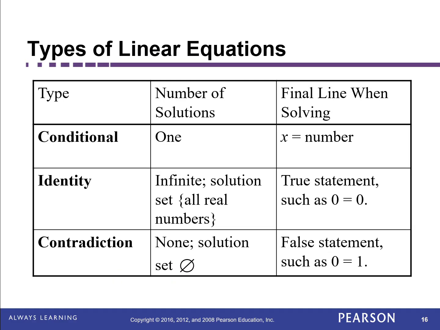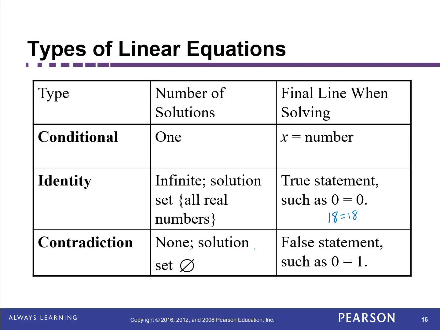Now, there are different types of linear equations. You can have a conditional one, which gives you one solution, with the final line when solving being x equals some number. You can wind up with an identity statement, which means that there are infinite numbers of solutions, which means that you wind up with a true statement at the end, such as 0 equals 0. You don't always get 0 equals 0. You could get something like 18 equals 18. You just need a true statement. As long as this statement holds true, you have an infinite number of solutions.